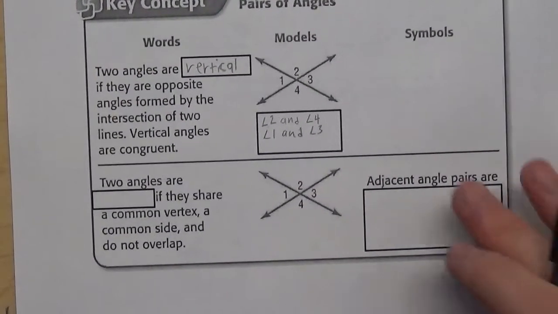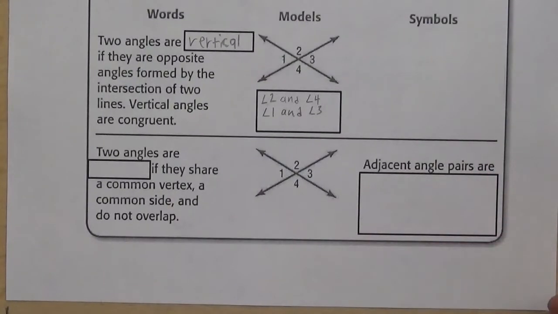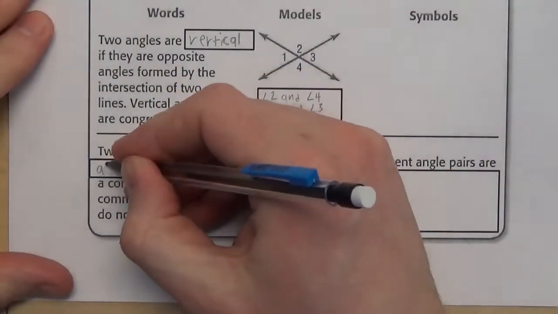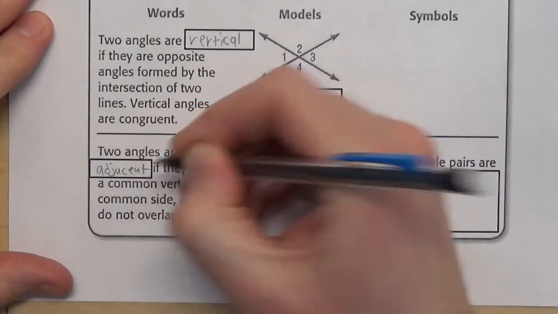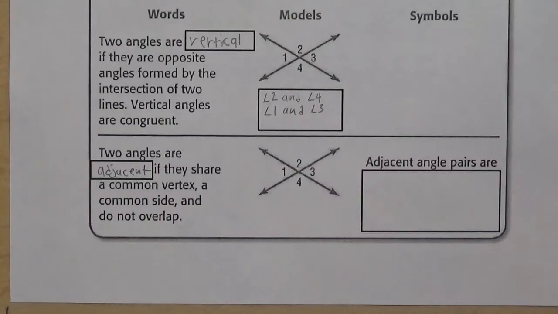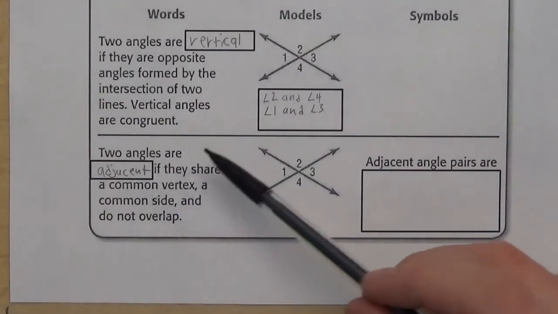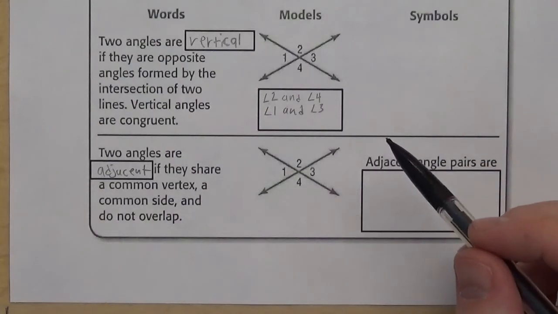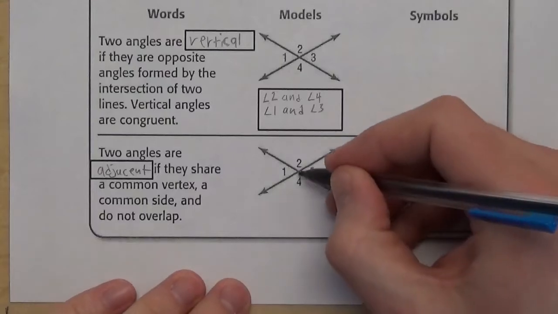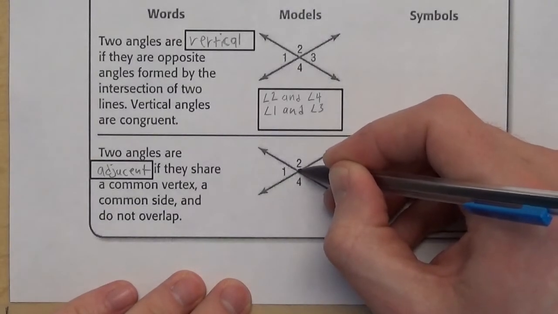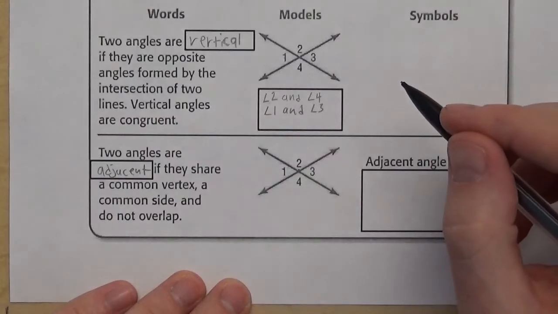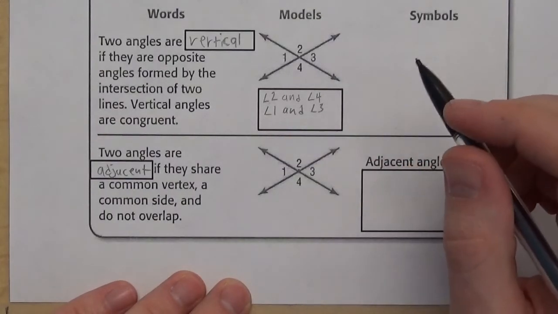Okay, another type of pair of angles that we're going to talk about. Two angles are adjacent. Adjacent is just a word that means next to. If you were trying to give someone directions somewhere, like to the post office or something, you might say, oh, it's down the road down there adjacent to the grocery store or whatever. It just means next to. Kind of a fancy word for that. So two angles are adjacent if they share a common vertex, a common side, and do not overlap. All these angles share this common vertex right here, where the sides of these angles meet. They have to share a common side as well, but they can't overlap. So basically just angles that are next to each other.